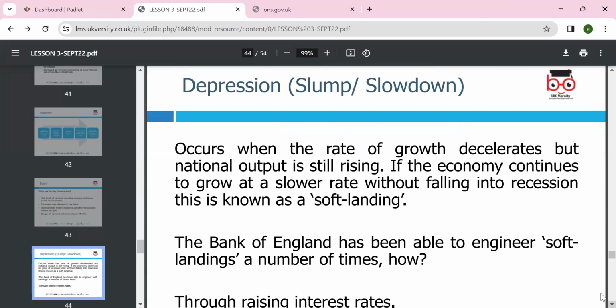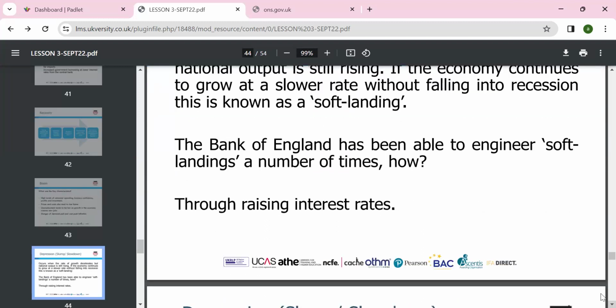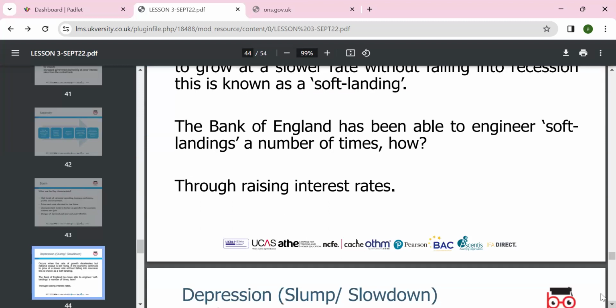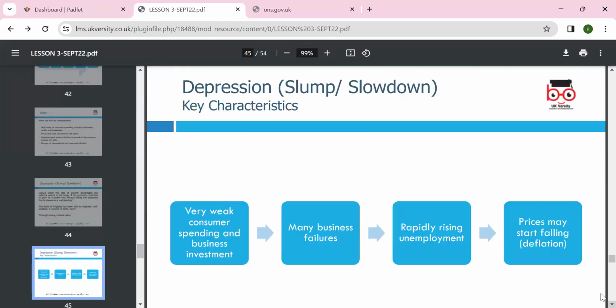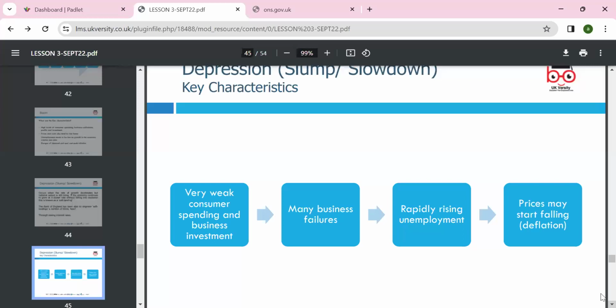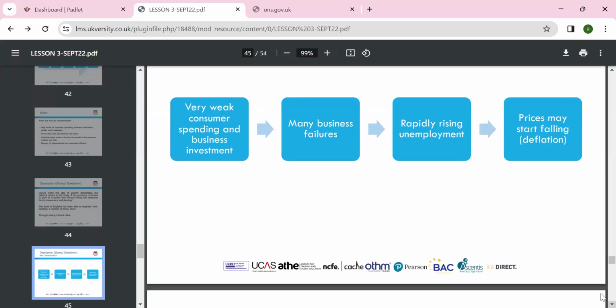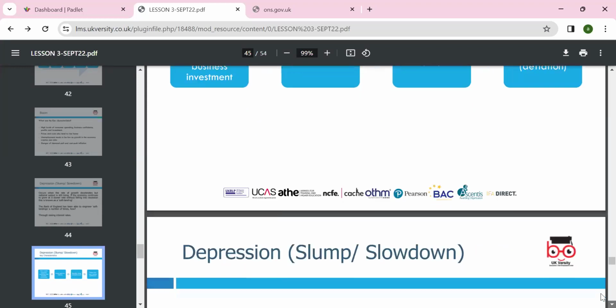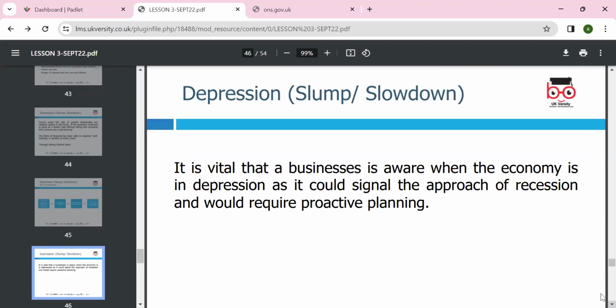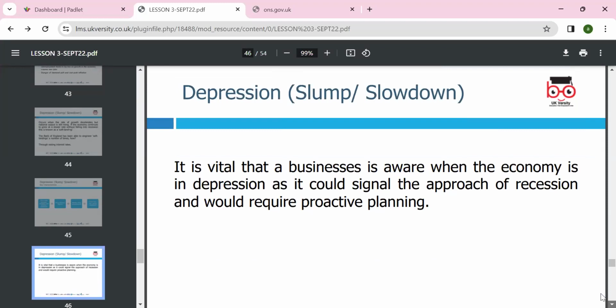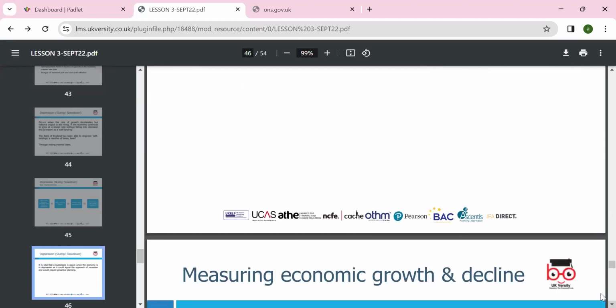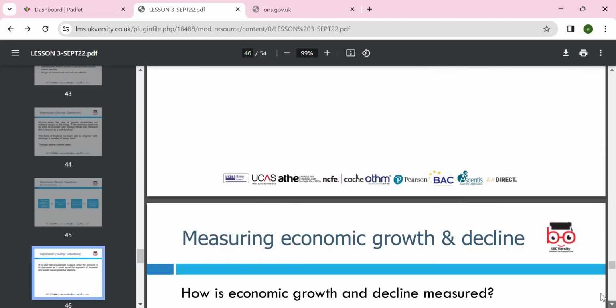In a slowdown, growth slows down, but output is still rising and the economy continues to grow at a slow rate without falling into recession, and the Bank of England engineers a soft landing. In a depression, we see very weak consumer spending, many business failures and rapidly rising unemployment. It is vital for the business to be aware of which economic stage we are in at the moment and what is happening.